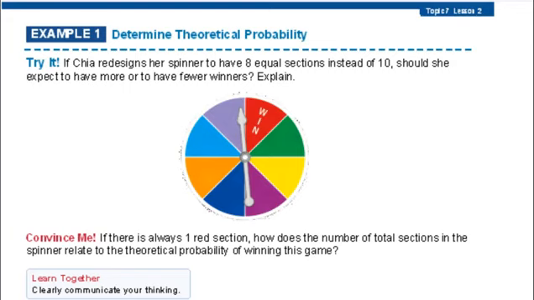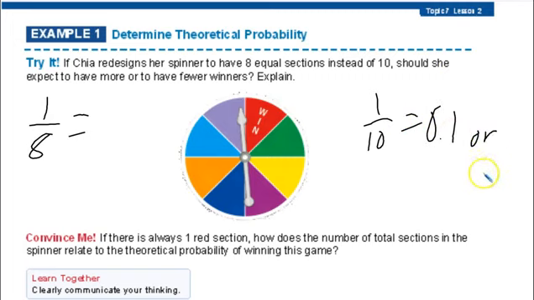Example 1, try it. If Chia redesigns her spinner to have 8 equal sections instead of 10, should she expect to have more or to have fewer winners? Well, the way we do this is there's still one spot to win. So we do 1 over 8 because there's 8 possible outcomes, as we have the 1 to 10. So if we divide 1 by 10, we get 0.1 like we already said, or 10%.